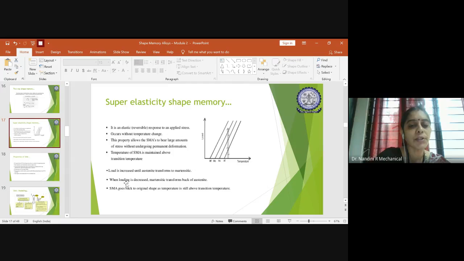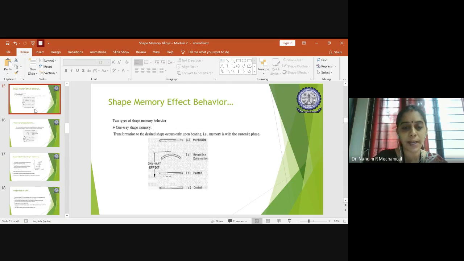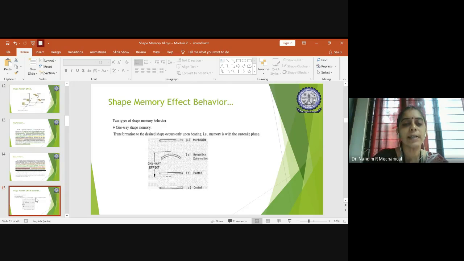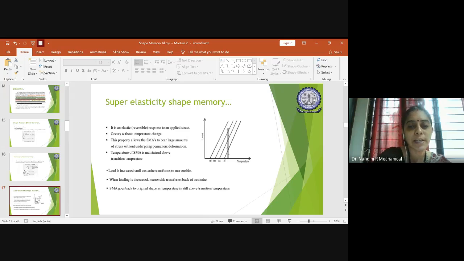So that is one of the characteristics of the shape memory alloy. And the next characteristic is, when you stop loading, what happens? The martensite transforms back to the austenite. Initially you subject it to mechanical loading or temperature, which helps change austenite to martensite. But when you stop giving the loading or the heat treatment, it gradually comes back to its original position. That is what is described as a characteristic of the super elastic shape memory alloy.